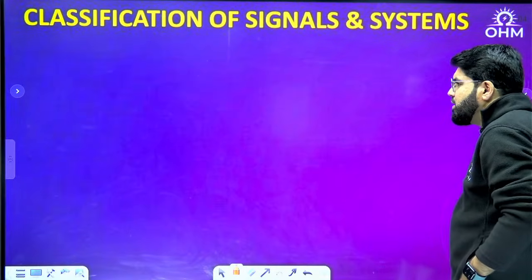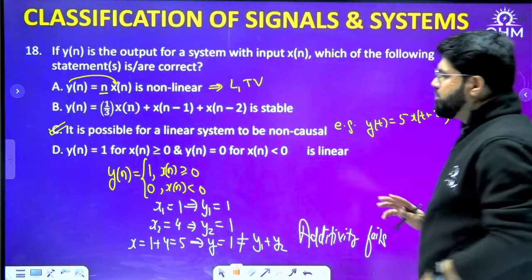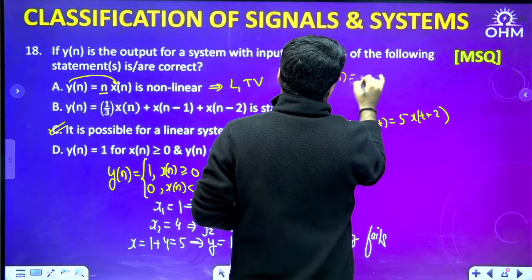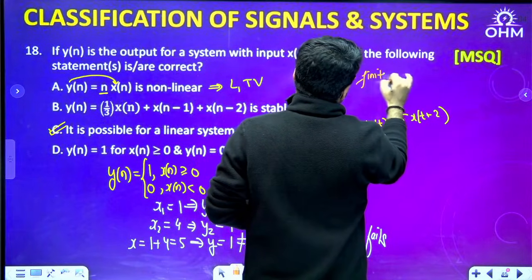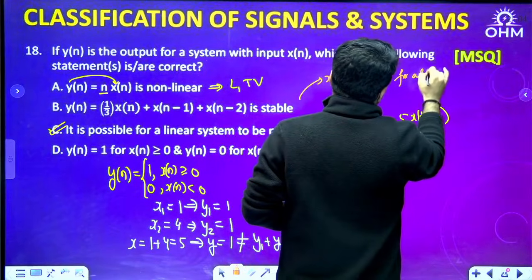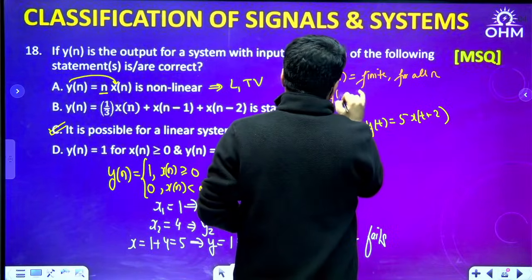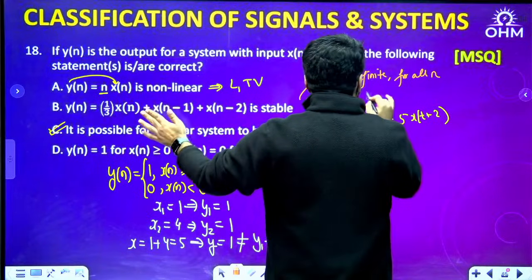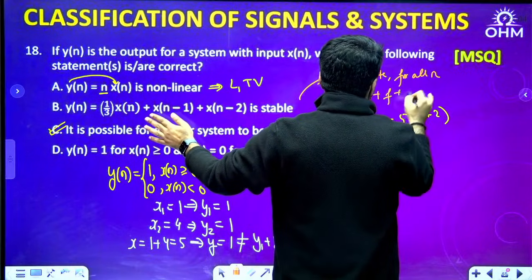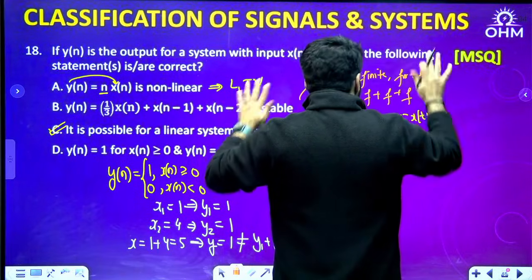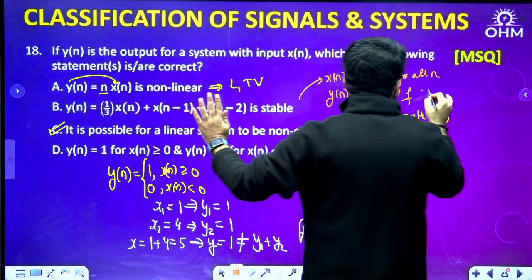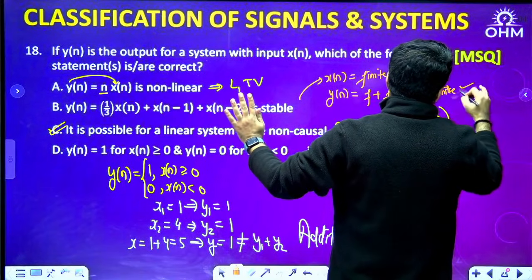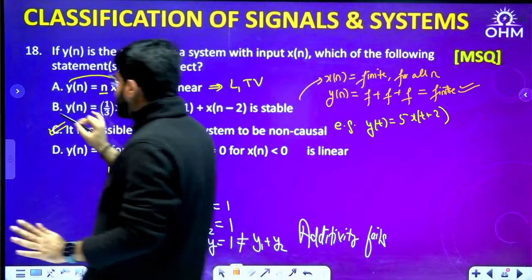So see here, if input is bounded in this example, if x[n] equals finite for all n, what will be y[n]? Some finite number, it may be different finite numbers, but it will be finite plus finite plus finite. If input is always finite, you have to assume input always finite, so output is always finite only. If finite input produces finite output, the system is stable, so B answer is also correct.